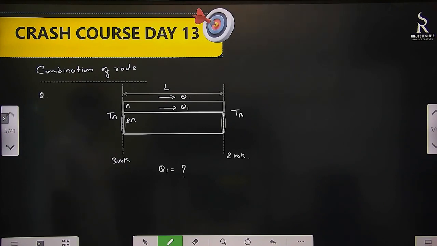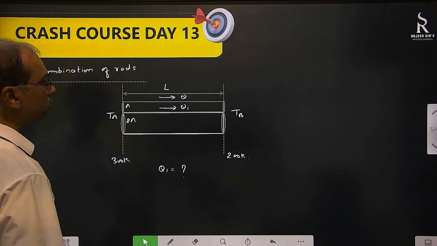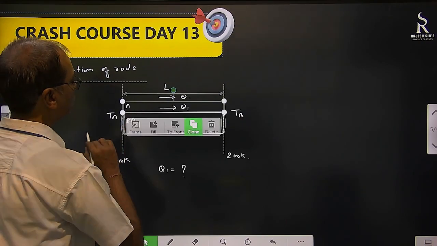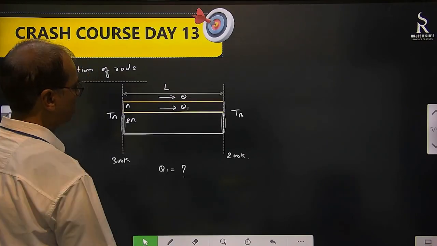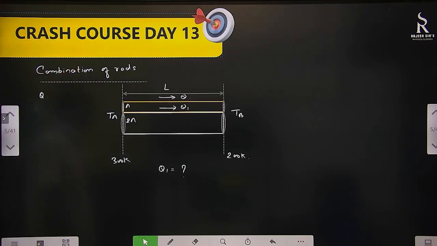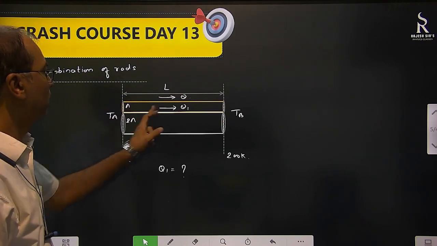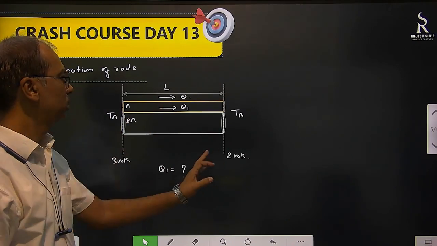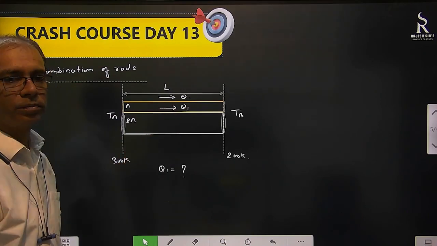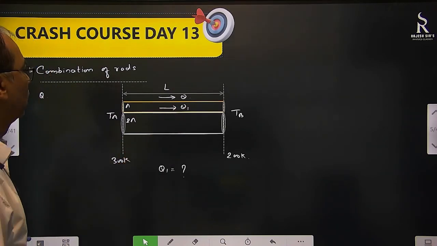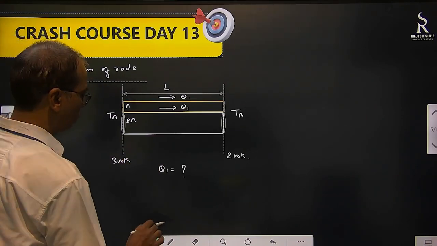Now what is the combination here? In this combination you can see there are two rods. If I can show you clearly, it's like this. One is this one, another one is this one. Its area is A, its area is 2A, TA, TB. This is 300 Kelvin, this is 200 Kelvin. And what is the question asking? How much is heat through the first one? In fact, Q1 they are asking.